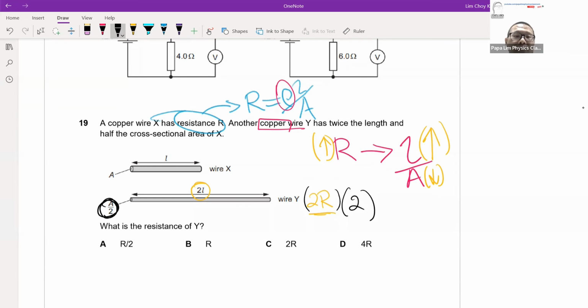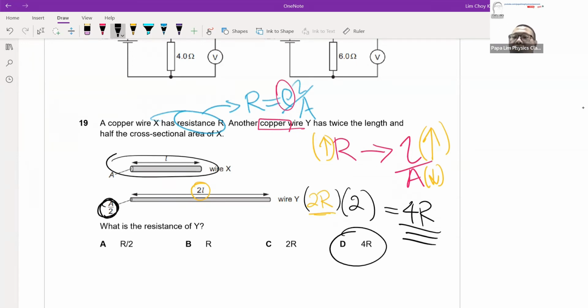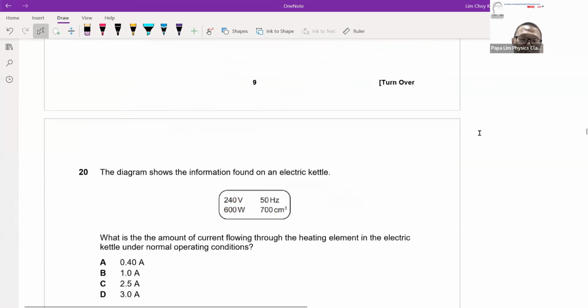If you compare to the wire X, effectively my resistance because of these two changes actually becomes 4R. So that's why I can safely say that my resistance value for Y is 4 times that of X, which is 4R. Look at how I use length and area to deduce how the value of resistance actually works or changes.